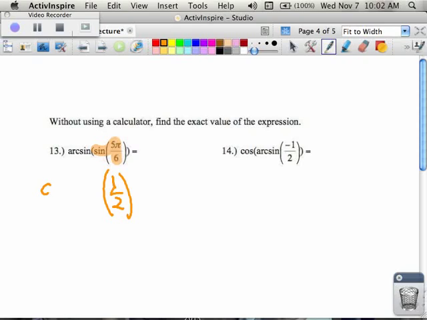I want the arc sine of 1/2. So give me an angle whose sine is 1/2. Make sure you answer correctly.